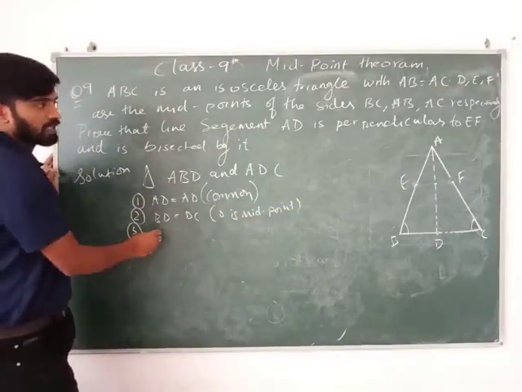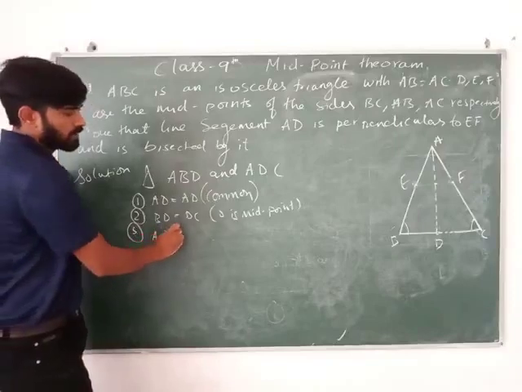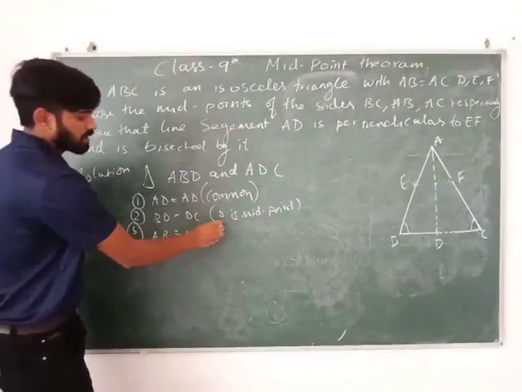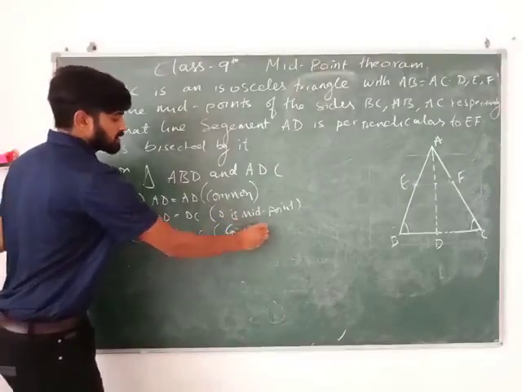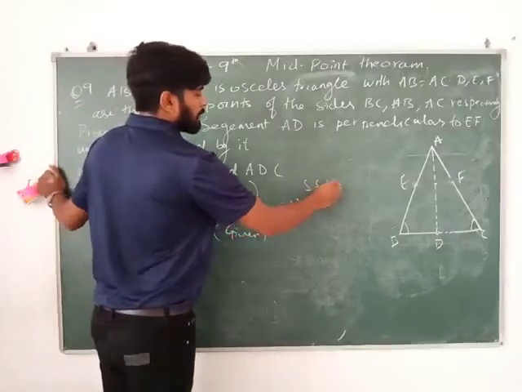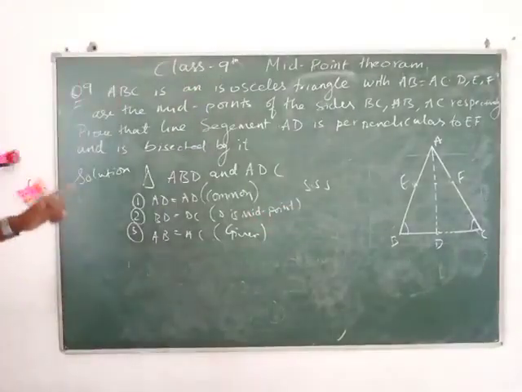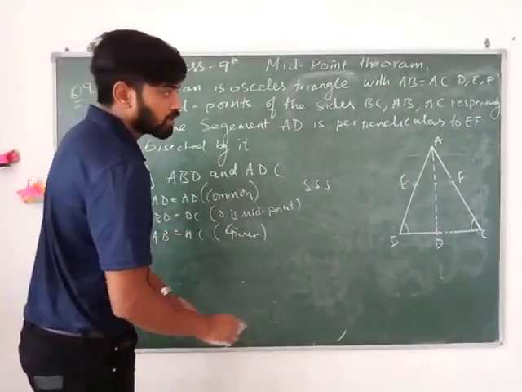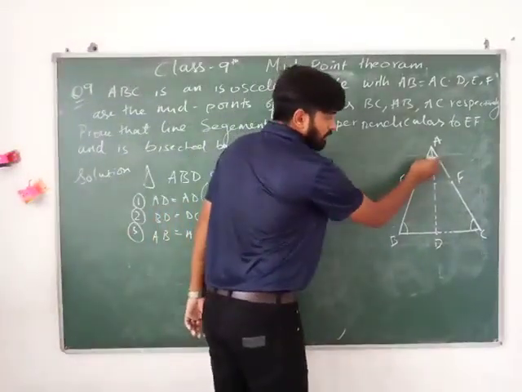And one last thing: AB equals AC. It was given over there, AB equals AC, it's an isosceles triangle. So this is proved by the SSS rule. By which rule is this proved? SSS.